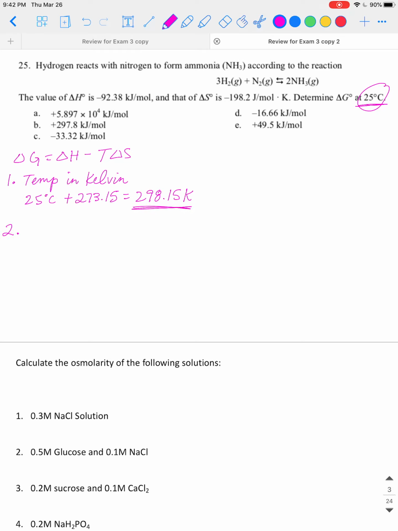The second stipulation is, if you notice, we have different units here. We have kilojoules and we have joules. So we have to make sure that delta H and delta S have the same units. Okay, so I'm going to convert delta S to kilojoules. So let's do that really quick.